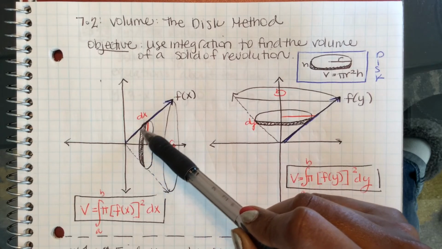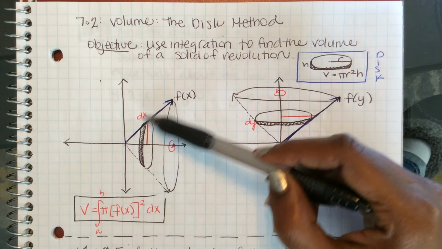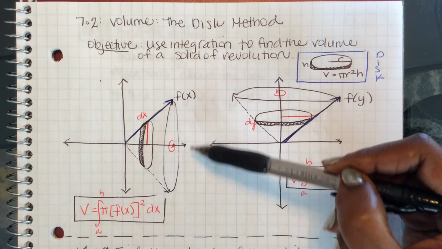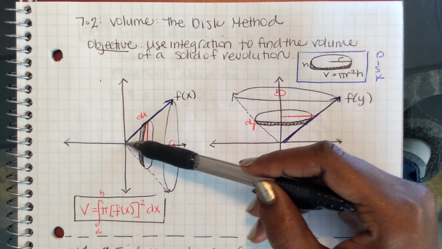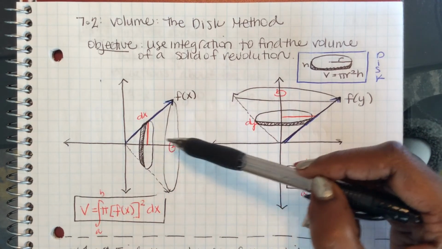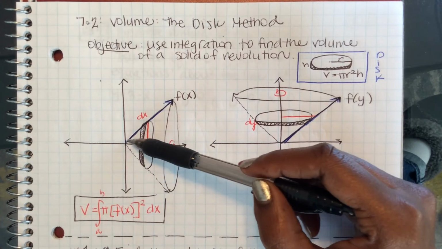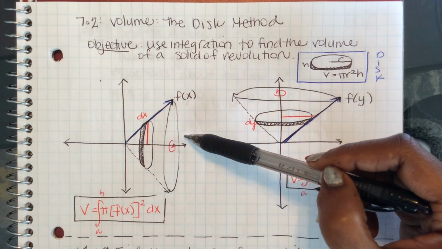So let's say we have a linear function f of x. Obviously, it's not always going to be linear. If I rotate that line around the x-axis, it creates this 3D shape. What I can do is put in infinitely many disks to fill up this volume.